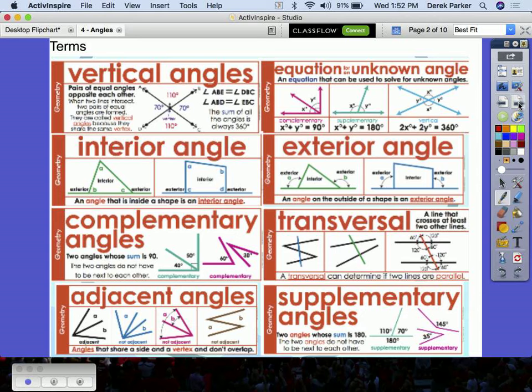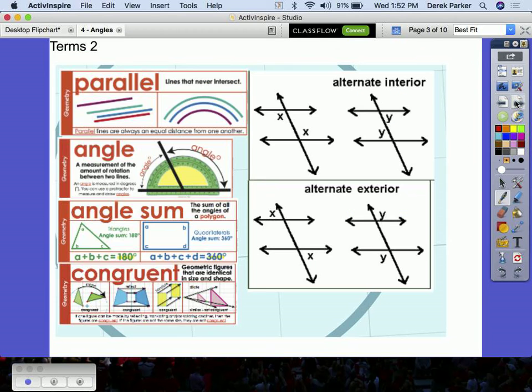Complementary: two angles whose sum is 90 degrees. Transversal: a line that crosses at least two other lines. Adjacent: angles that share a side and a vertex. Supplementary: two angles that sum to 180 degrees. Parallel: lines that never intersect. Angle: a measurement of the amount of rotation between two lines. Angle sum: triangles have 180 degrees. A rectangle and square have 360 degrees.